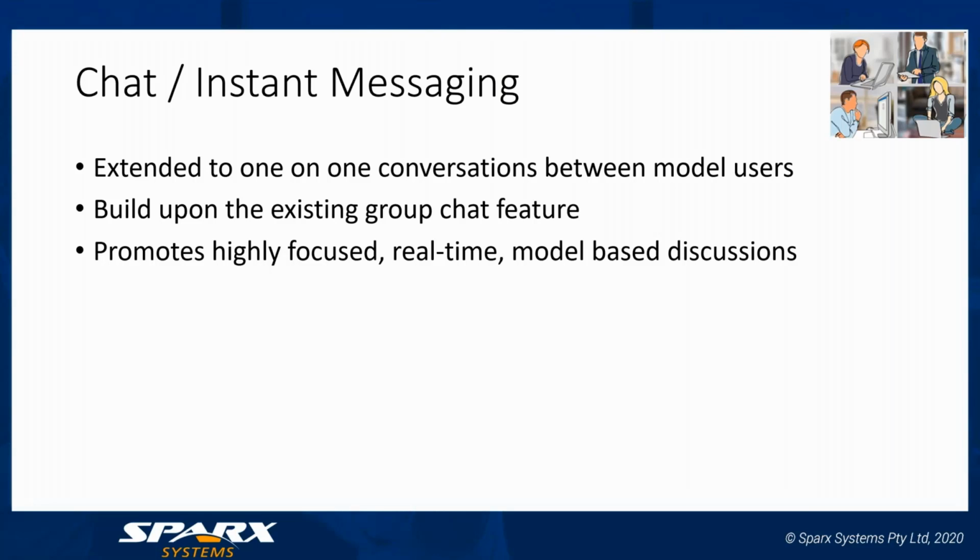To begin that, we've improved the chat and instant messaging capabilities of Enterprise Architect. So we've extended the chat to be one-on-one conversations. So now I can directly talk with members of my team, members of management on a one-on-one basis, and that's all within the model. Previous to that, we did have team-based chat features, so groups of teams could all communicate with each other. But now it promotes a really highly focused real-time model-based discussion, so everything is within that model.